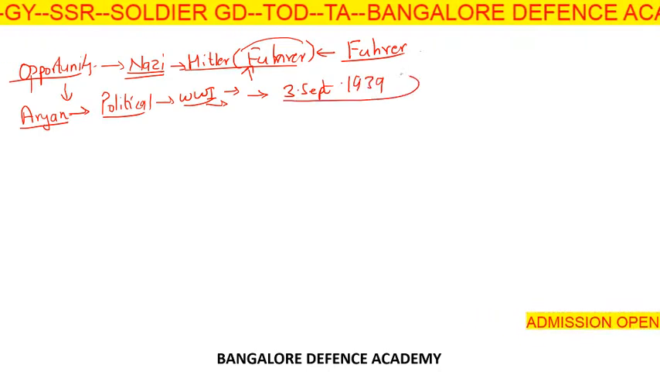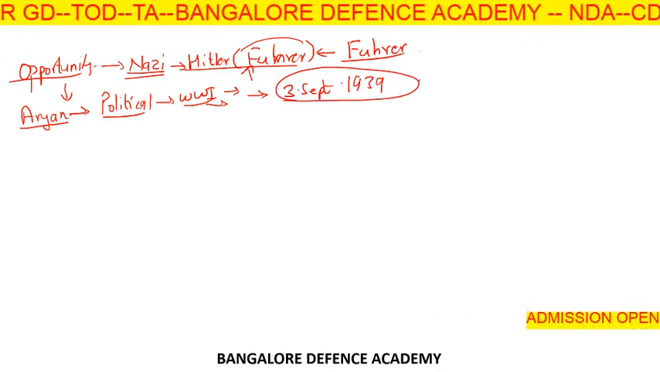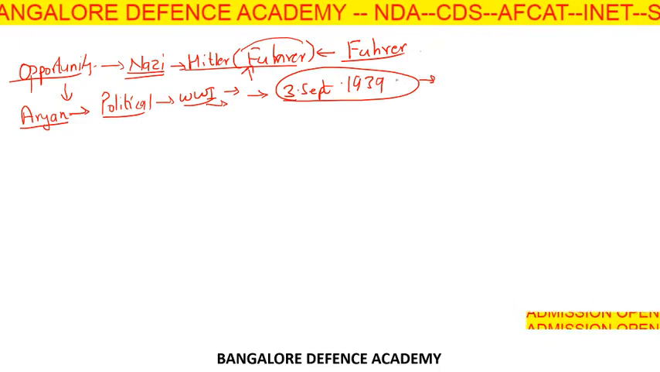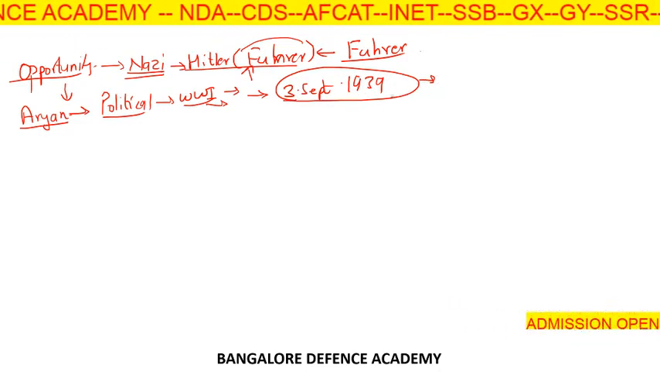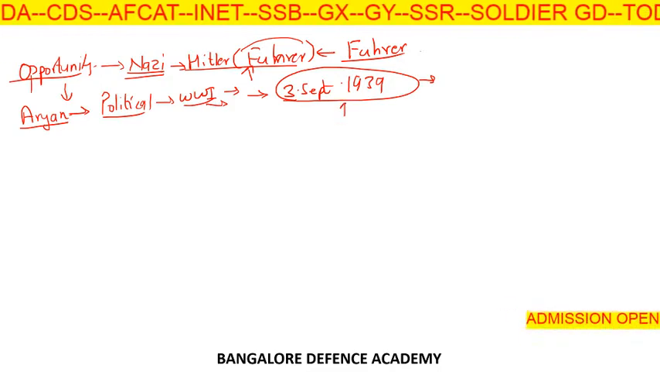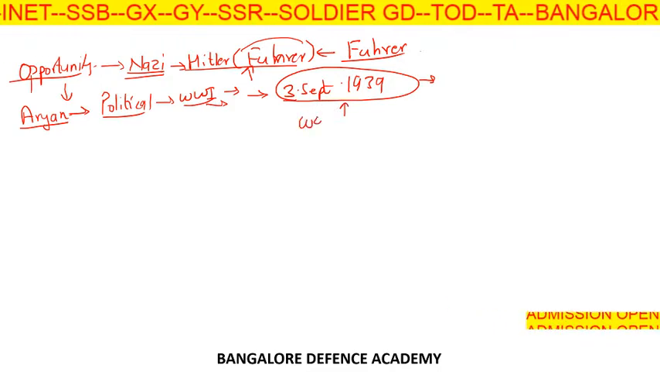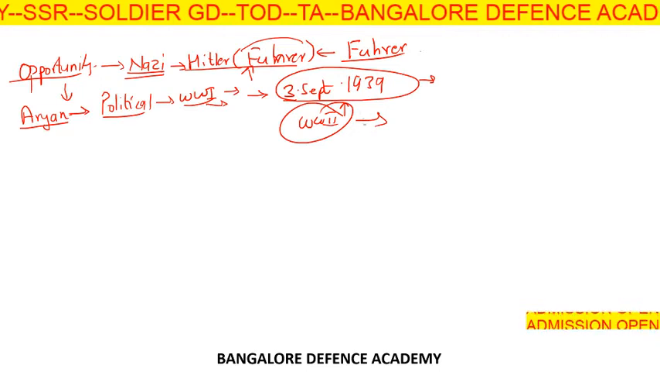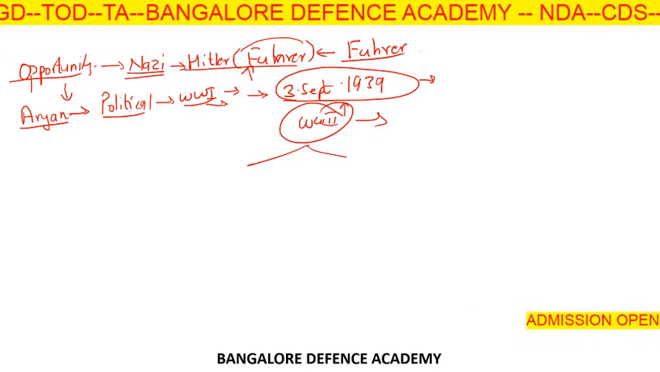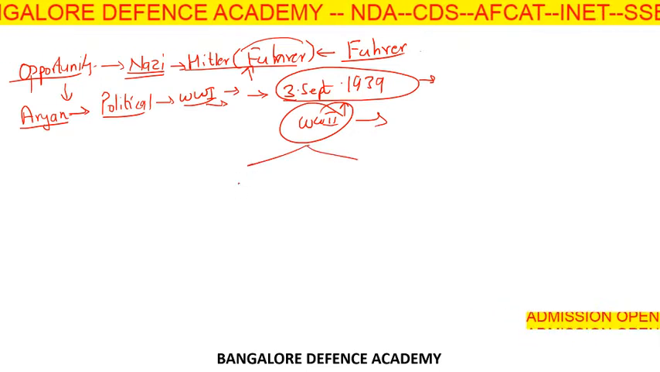And this happens on 3rd of September 1939. This date is very, very important from the Indian perspective also. In modern Indian history, there was a turning point on 3rd of September 1939. So here what happens, World War Two started.